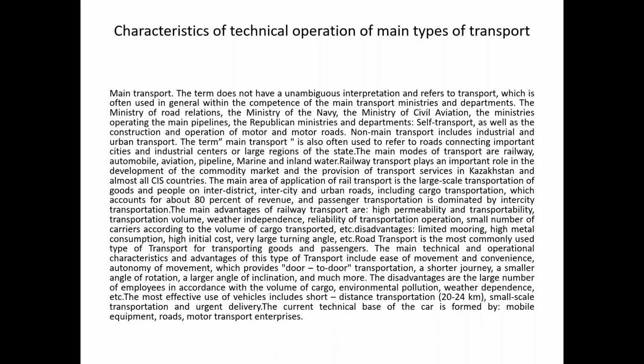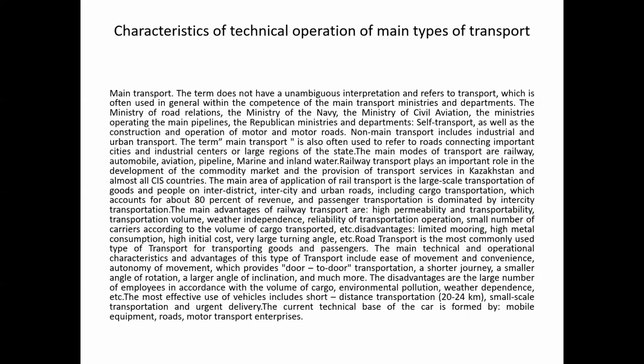The main advantages of railway transport are high permeability and transportability, transportation volume, weather independence, reliability of transportation operations, small number of carriers according to the volume of cargo transported, and so on. Disadvantages: limited maneuverability, high metal consumption, high initial cost, very large turning angle.